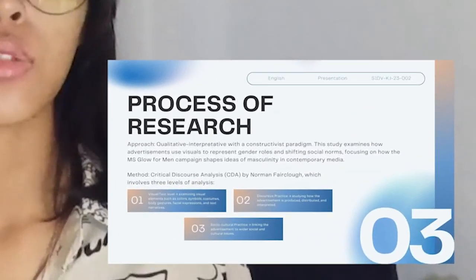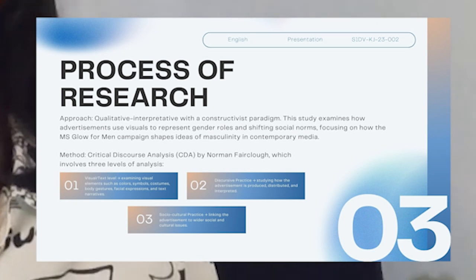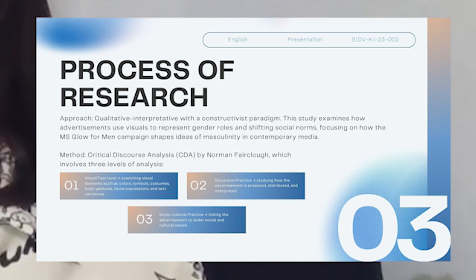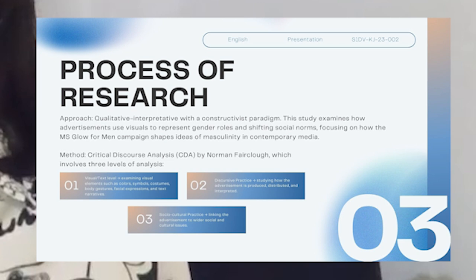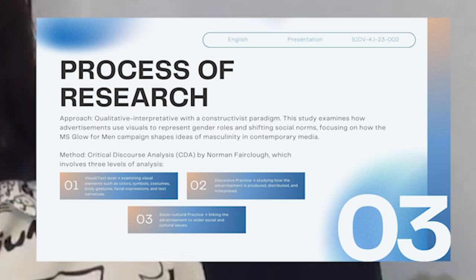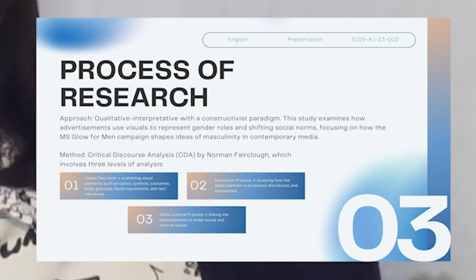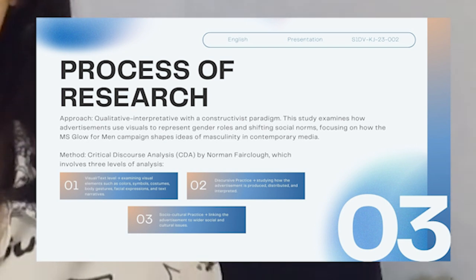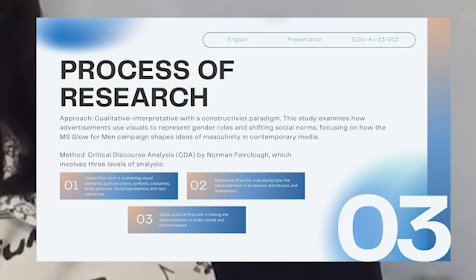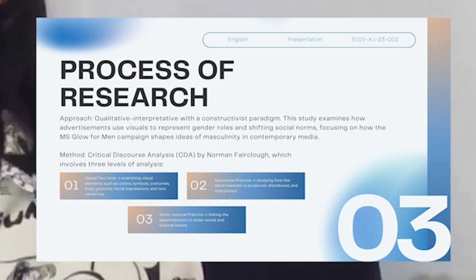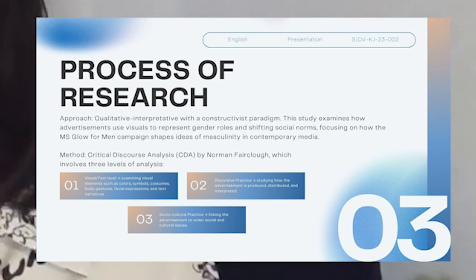For the approach, they use qualitative interpretative with a contrast paradigm. This study examines how advertisements use visuals to represent gender roles and shifting social norms, focusing on how the MS Glow for Men campaign shapes ideas of what masculinity is in contemporary media. The method they use is CDA, or Critical Discourse Analysis, by Norman Fairclough, which has 3 levels of analysis.